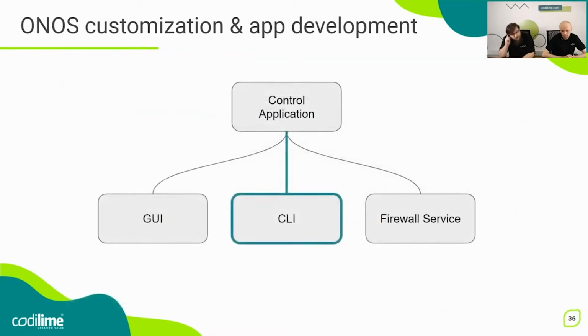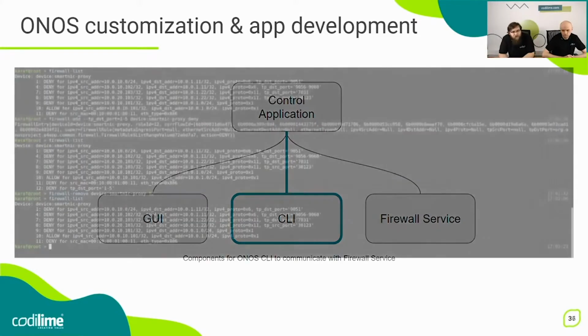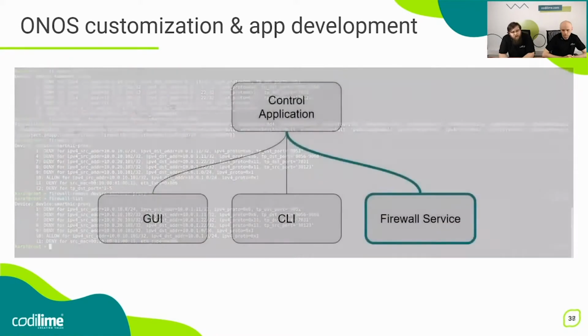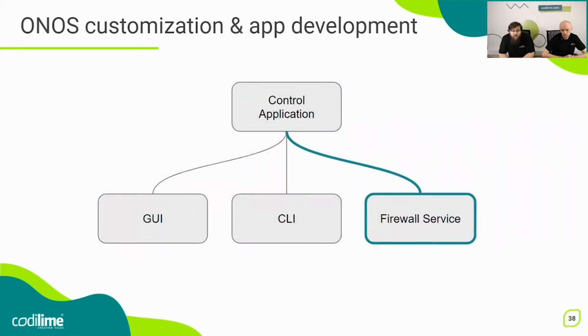Also, a firewall-related command line interface is integrated with the ONOS environment. It extends the ONOS native CLI with some firewall-specific commands. Here's an example screenshot of this CLI and its usage. The firewall service is the actual logic executor for our application. Its main task is to manage and apply rules for P4-defined devices.